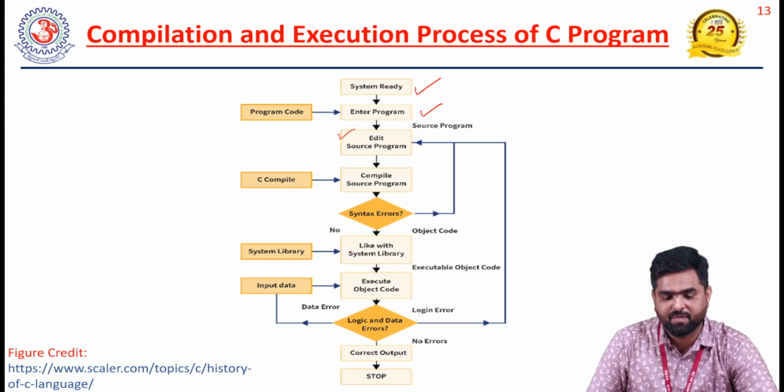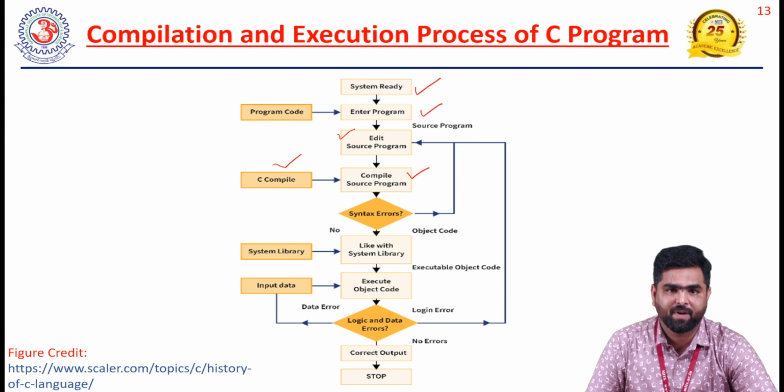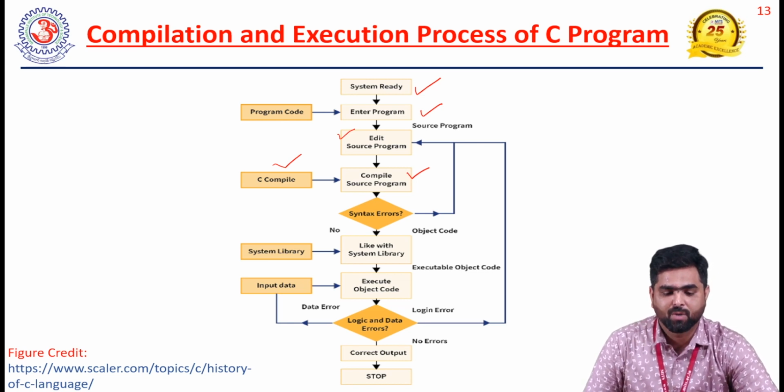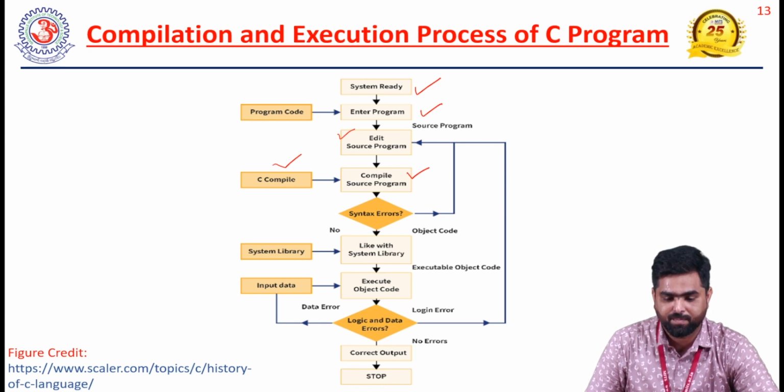After doing all the modifications, we are going to compile the source program with the help of compiler. So now after compilation, if you get any syntactical errors, those errors have to be rectified. Then only it is going to allow us to execute. So if it identifies any syntactical errors, again we need to edit the program so that the source code will be ready. Again, with the help of the compiler, we will compile the source code. So this process will be repeatedly done until there are no syntactical errors.